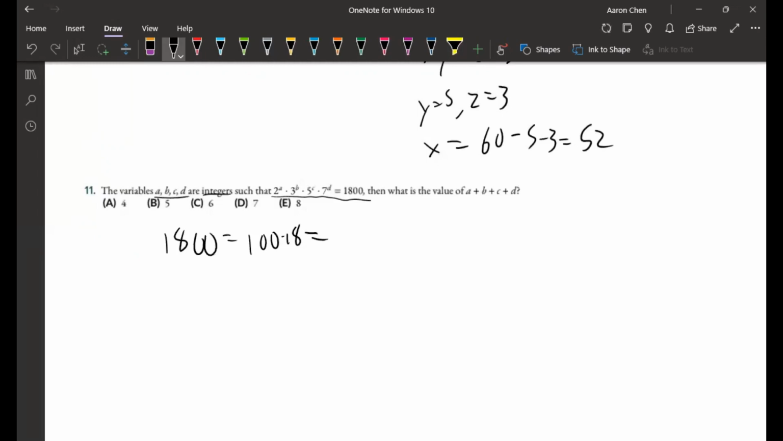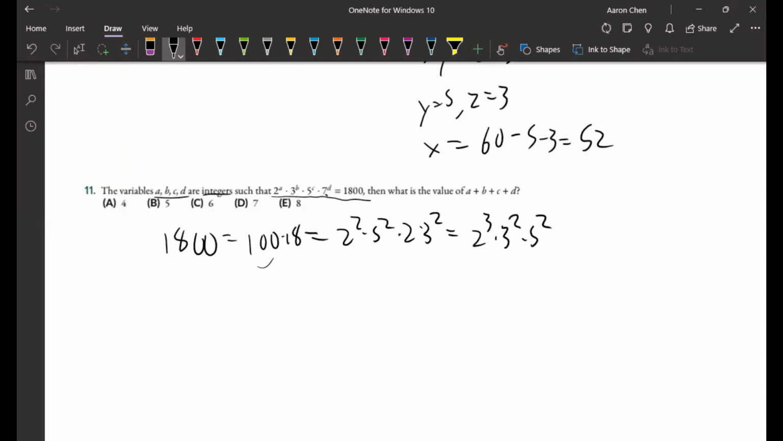The point of what we're doing here is to prime factorize this, to basically turn this into a product of a bunch of primes, which are what 2, 3, 5, and 7 are here for. And so I'll just show you one possible method of doing prime factorization. So 1,800 is equal to 100 times 18. And this is 2 squared times 5 squared, because this is just 10 to the power of 2, times 2 times 3 squared. And this is 2 to the power of 3 times 3 to the power of 2 times 5 to the power of 2.